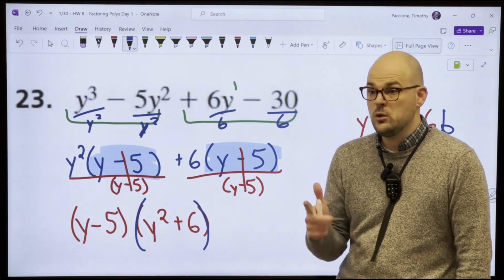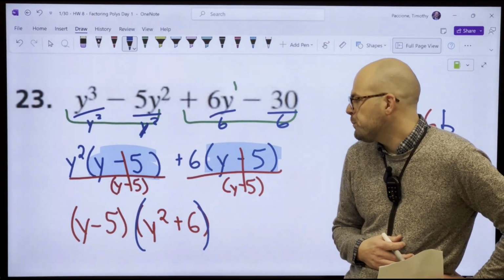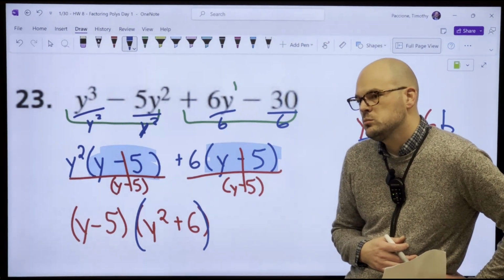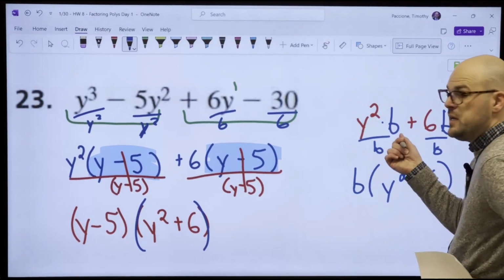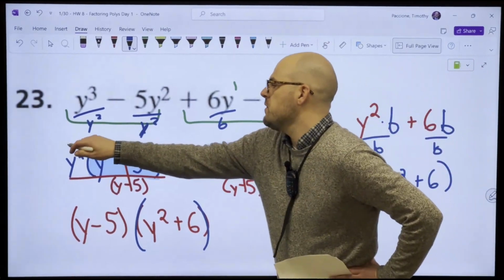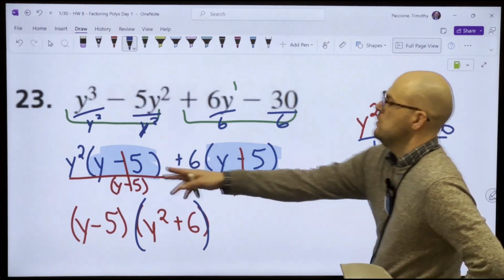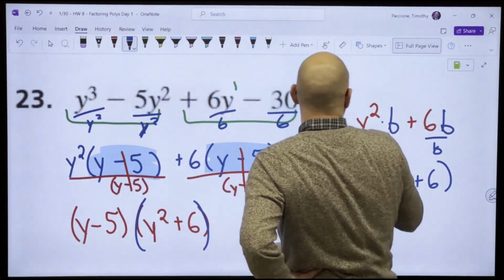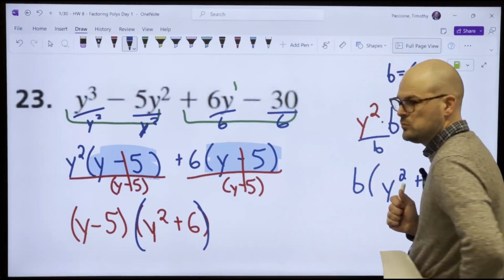Make sense? Yeah, question? So like board A, B, C, how do you know which one's B? Because it has 4 on it. You talking about this b? Yeah. So you can't do this comparison until you're at this step. So y squared times b was y squared times y minus 5. So b equals y minus 5 in my example.